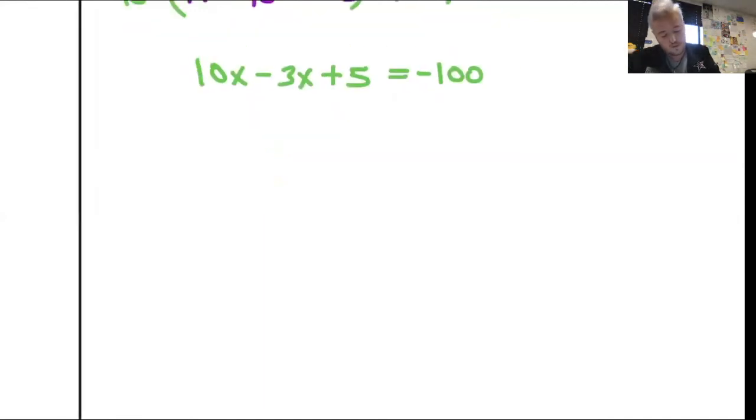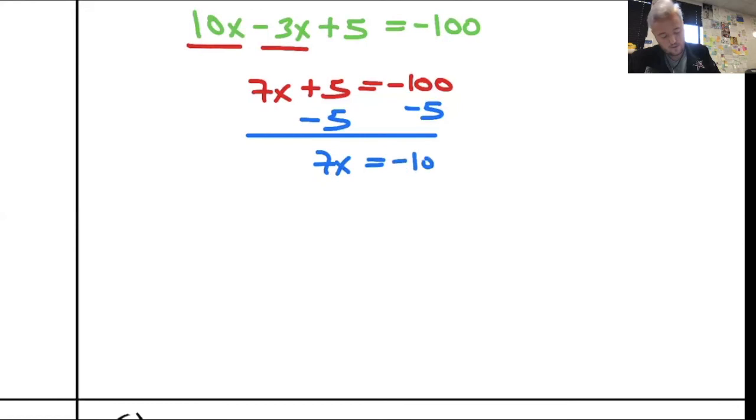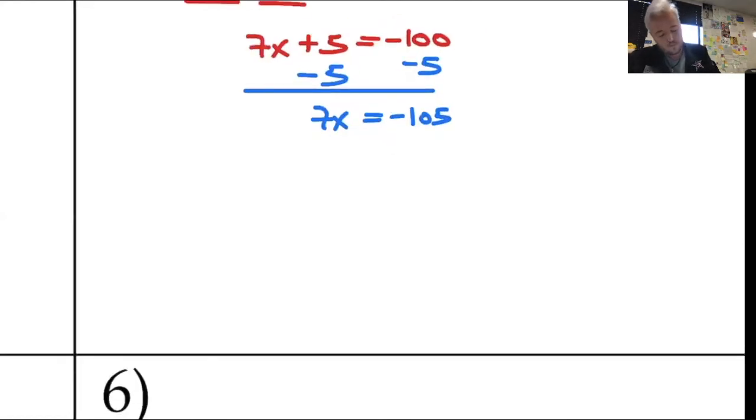So I'm going to combine my terms. So 7x plus 5 equals negative 100. So now I'm going to subtract 5. So 7x equals negative 105. And now you want to divide. So we're going to get an x value of negative 15.